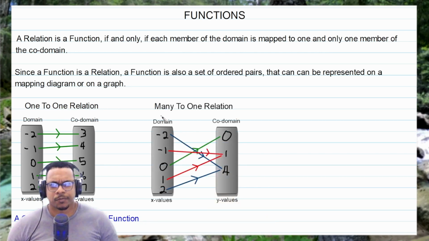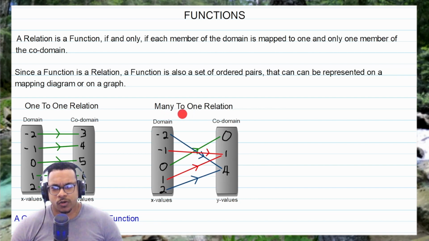So here I have an example of a many-to-one relation. I have my domain here and my codomain here. I can see -2 and +2 is mapped to 4. So I have many, which means more than one, is mapped to 1. I have -1 and +1 is mapped to +1. So many going to 1.